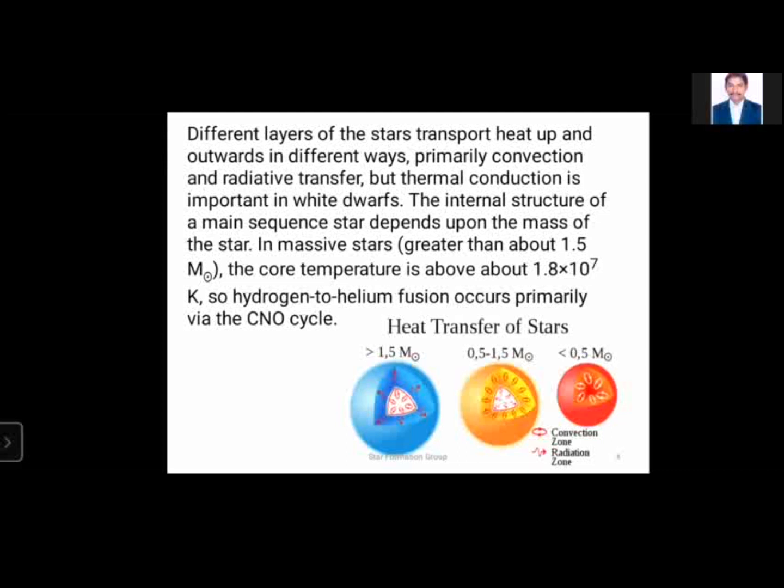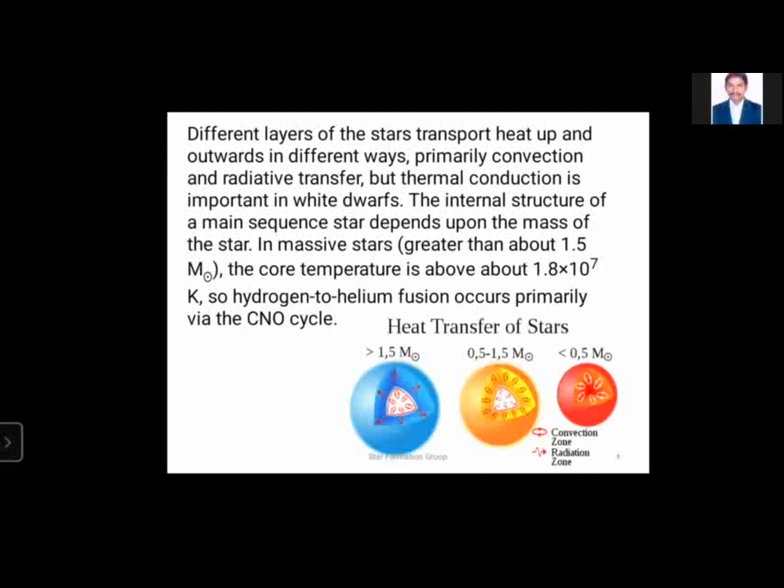In massive stars greater than 1.5 solar masses, the core temperature is about 1.8 × 10^7 Kelvin. Hydrogen to helium fusion occurs primarily via the CNO cycle. This figure shows the different transport mechanisms of low mass, intermediate mass, and high mass stars.